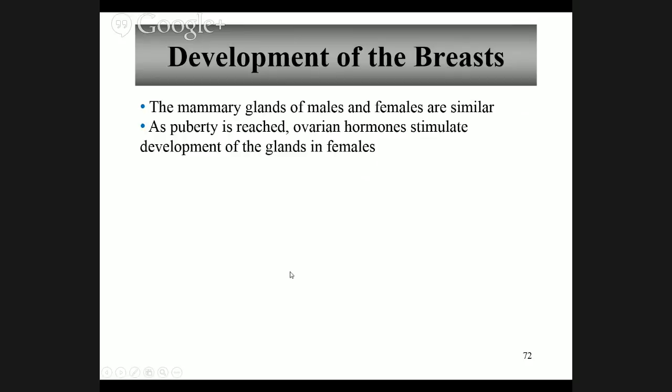The mammary glands of males and females are similar. As puberty is reached, ovarian hormones stimulate development of glands in females.